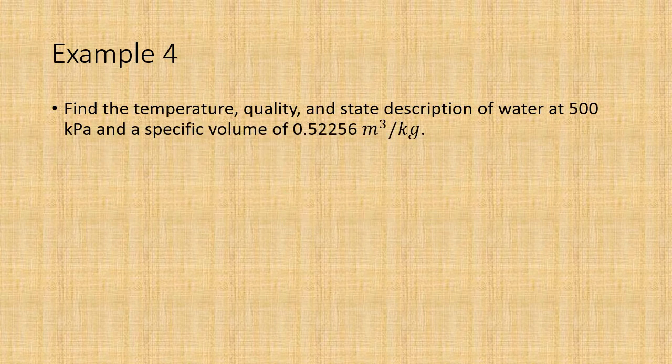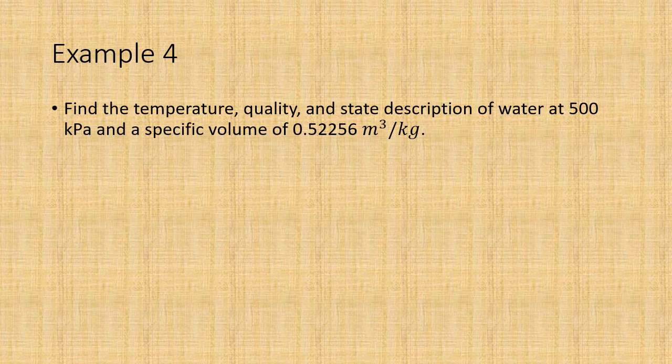Example 4. Find the temperature, quality, and state description of water at 500 kilopascals and a specific volume of 0.52256 meters cubed per kilogram. This example requires the use of linear interpolation, so only try it if you know how to use linear interpolation. Otherwise, continue watching to learn how to use linear interpolation and the solution to this example. Alright, here is the solution.